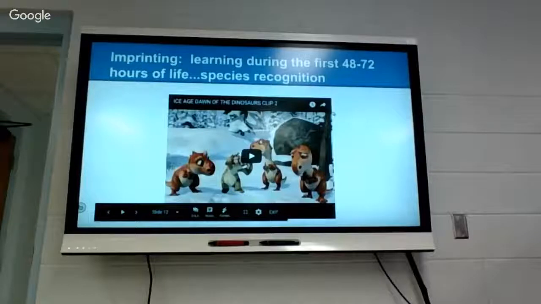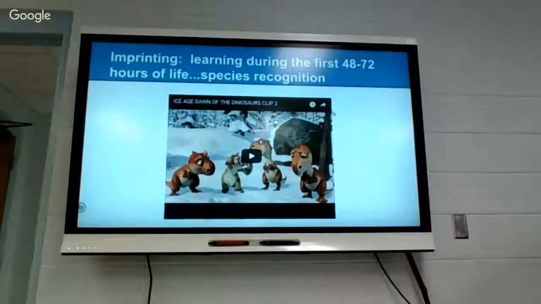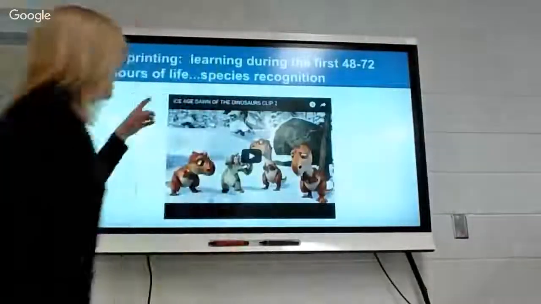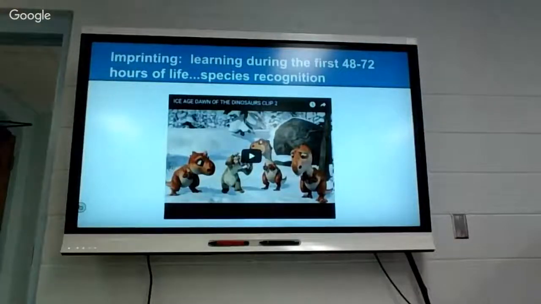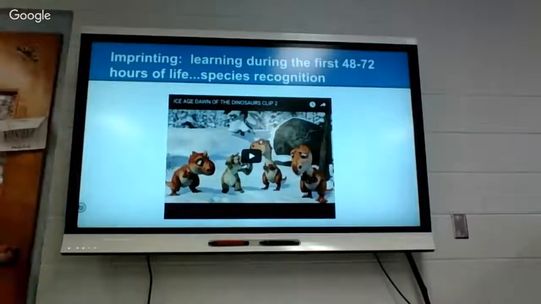All right, so the definition's at the top. So let's get the definition down beside imprinting. This is any learning that takes place in the first 48 to 72 hours of life. It depends on the species totally, but this is what they learn within this critical period of time. So the best example of imprinting is figuring out who your species is, like who is mom. In this case, in the Ice Age example, is figuring out who mom is.